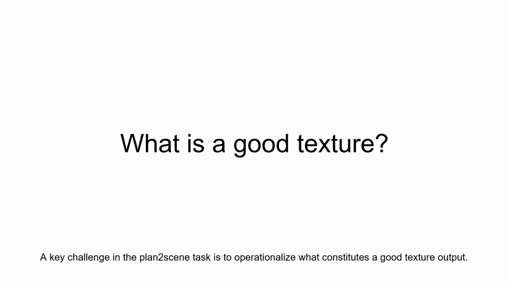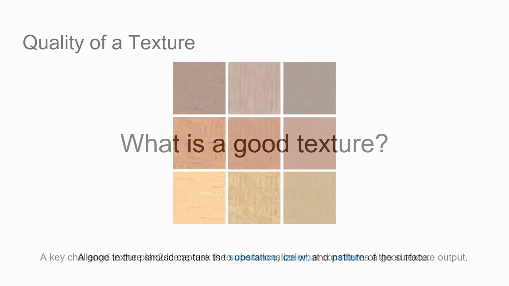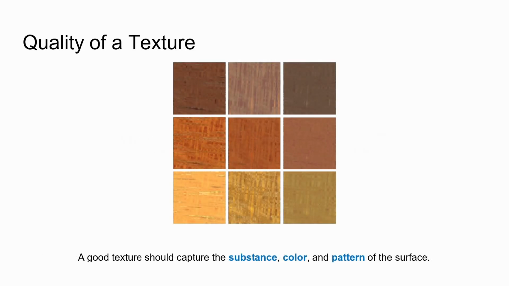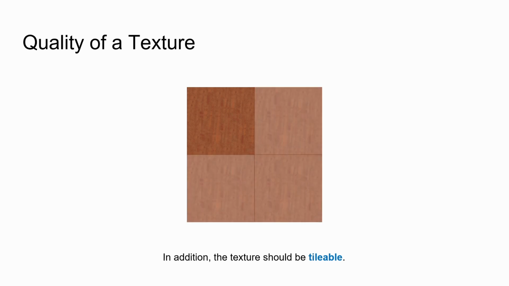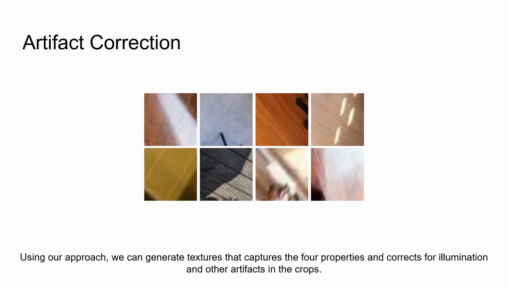The key challenge in the Plan2Scene task is to operationalize what constitutes a good texture output. A good texture should capture the substance, color, and pattern of the surface. In addition, the texture should be tileable. Using our approach, we can generate textures that capture the four properties and correct for illumination and other artifacts in the crops.